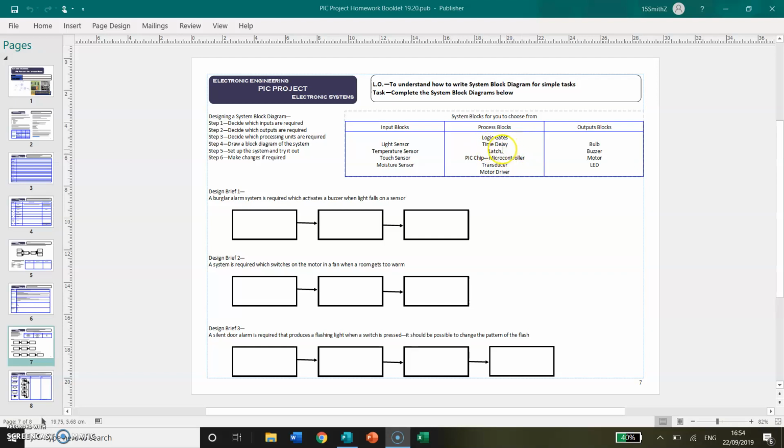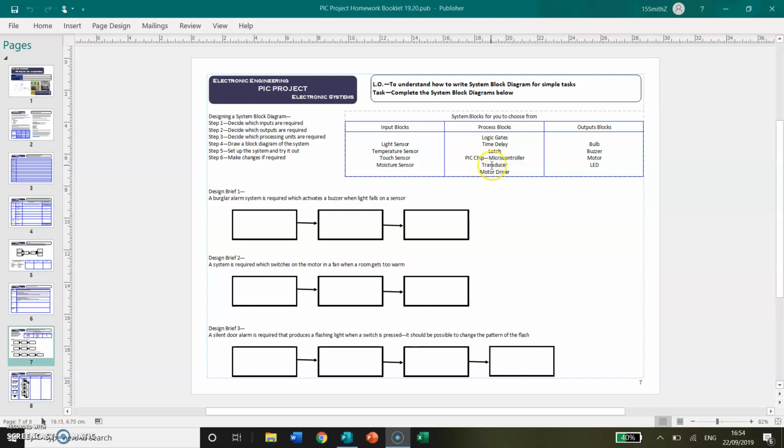A latch, that's a system block where once it's triggered, it stays on until it's reset. A PIC chip or microcontroller, that has got a whole range of different things. It depends on what you program it to do. So that's going to be looking at what your inputs are, what your outputs are, and then you can program it to do any combination of things that you want.